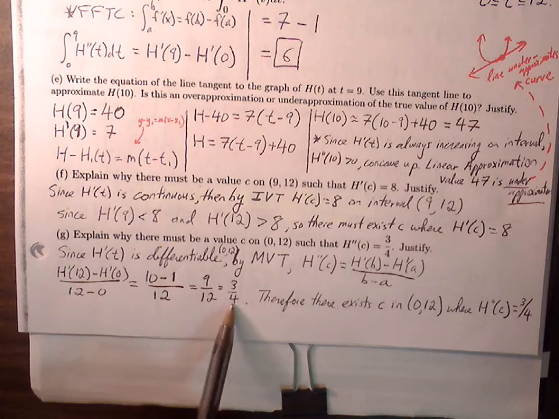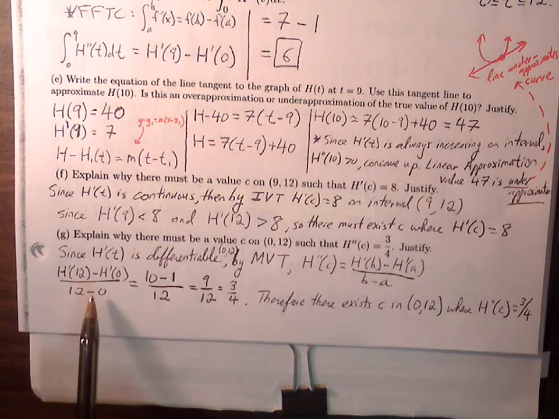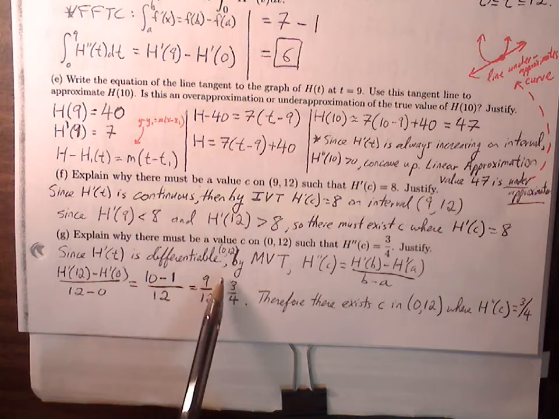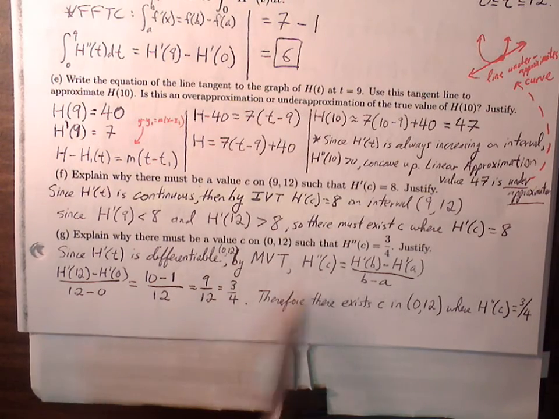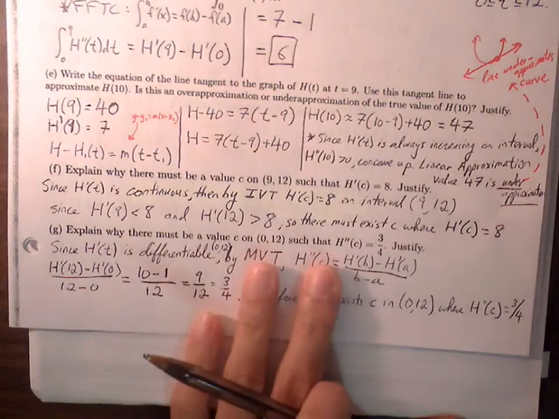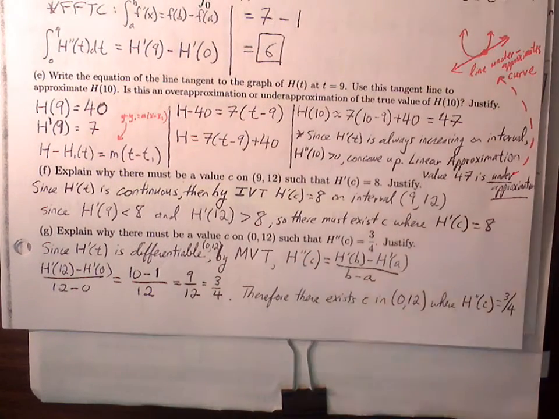And because there's a slope of 3/4 that sits between h prime of 0 and h prime of 12, then we can guarantee that there must be an h double prime of c that's equal to 3/4. Okay, therefore there exists a c value on the time interval from 0 to 12 such that h double prime of c is equal to 3/4.